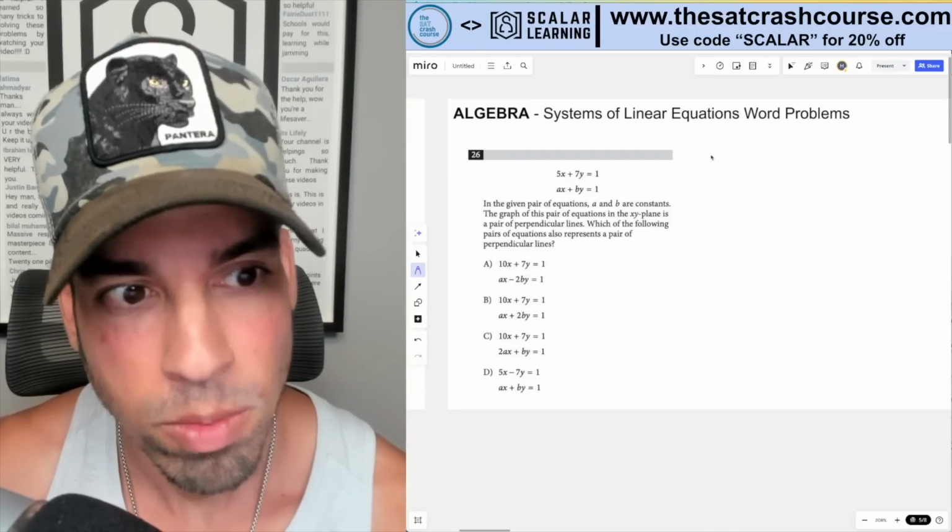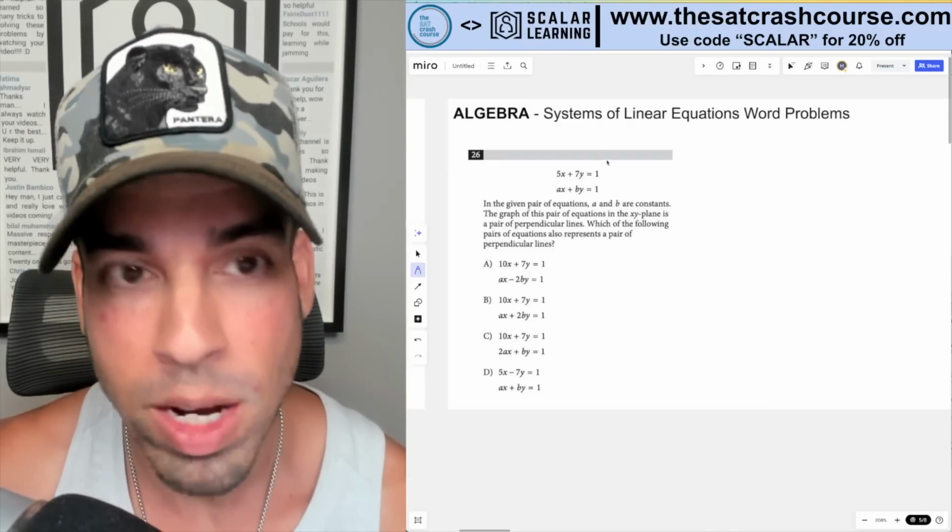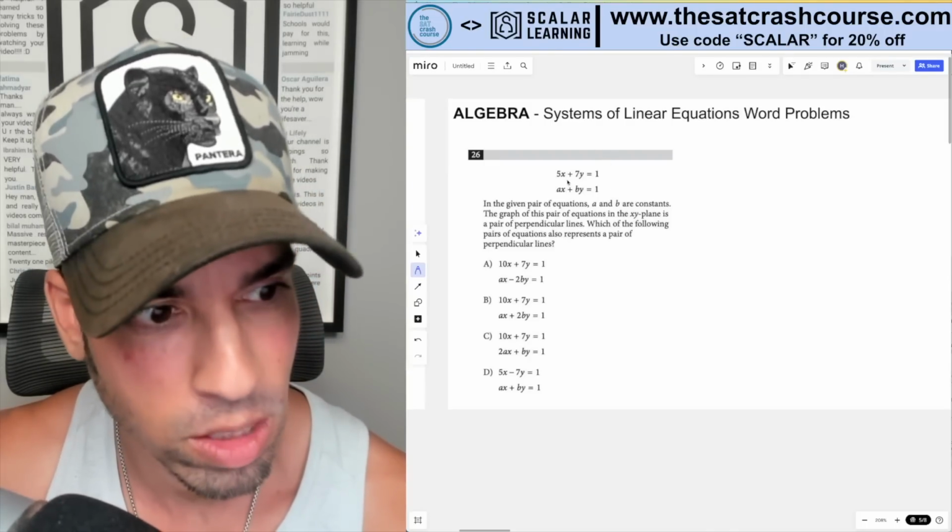The next one is the systems of linear equations word problems. And the reason I think we're going to get something like this, again, is because of these constants.